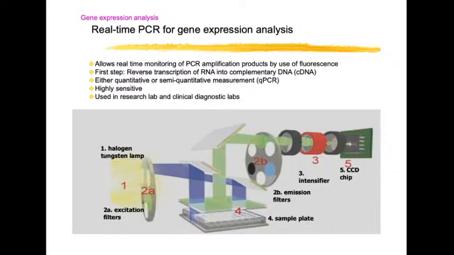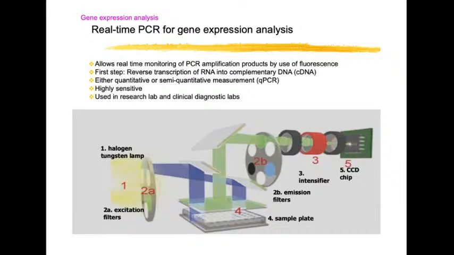So there is also real-time PCR for gene expression analysis. This allows real-time monitoring of PCR amplification products by the use of fluorescence. The first step is the reverse transcription of RNA into complementary DNA. Then either quantitative or semi-quantitative measurements are done. It is highly sensitive, used in research labs and clinical diagnostic labs.